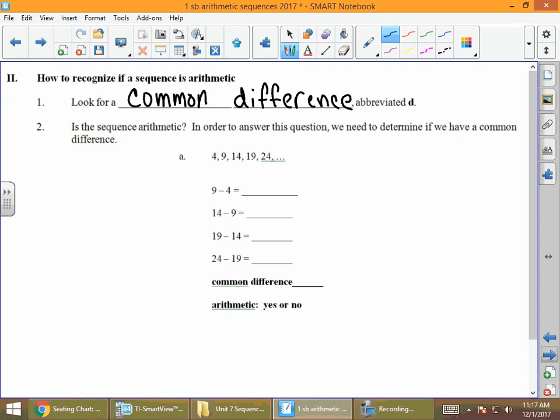Right above there on number 3 in section 1, it says the difference between each number and the one before it. So when we look at problem number 2, is this sequence arithmetic? Do 9 minus 4, which is 5. Or 14 minus 9, 5. 19 minus 14 is 5. 24 minus 19 is 5. Every single time in our list, we take the number and the number right before it, and we subtract. It needs to be the same value. In this case, it's 5. So our common difference is 5, which means that this is arithmetic.